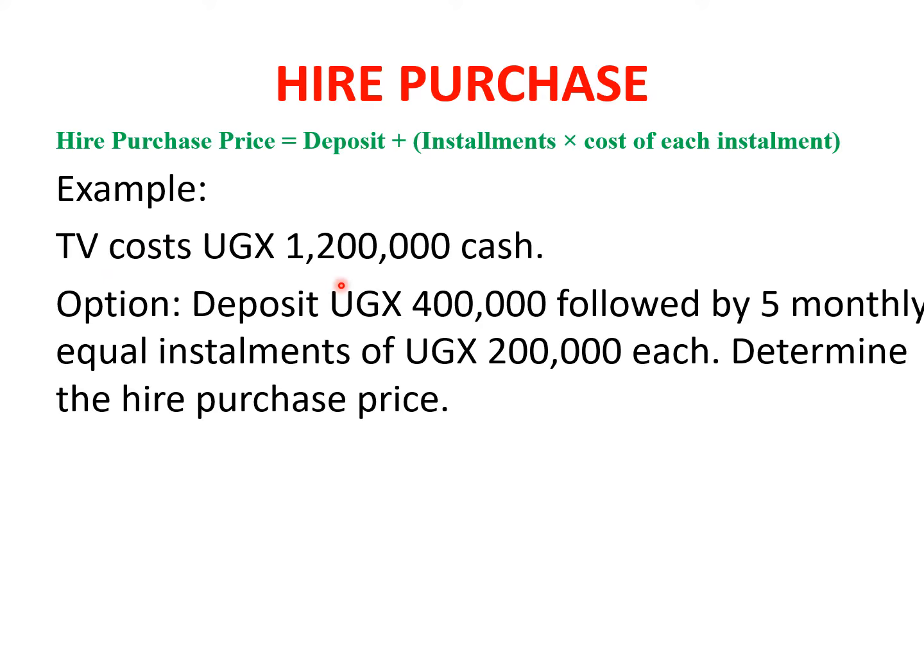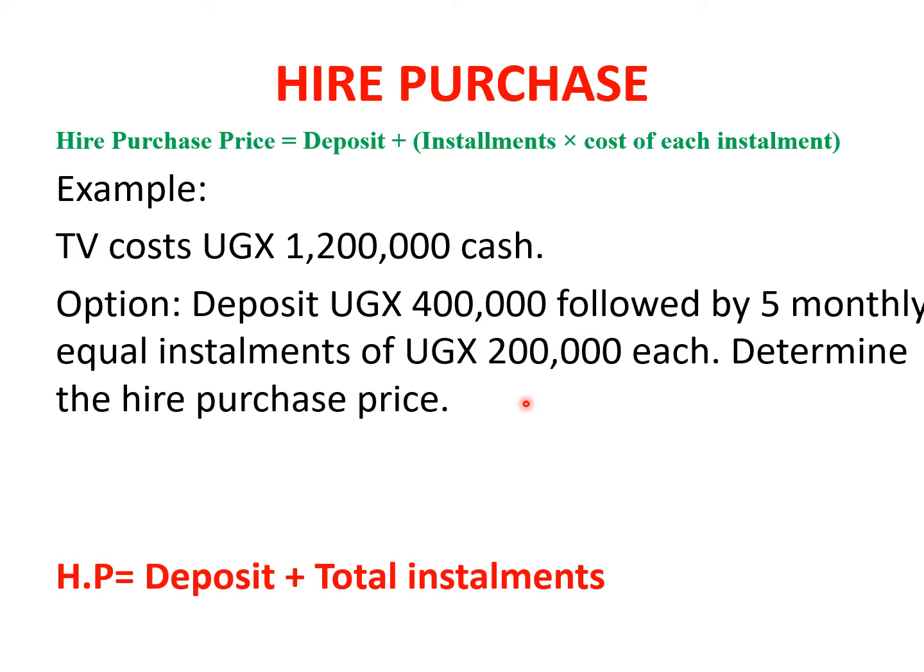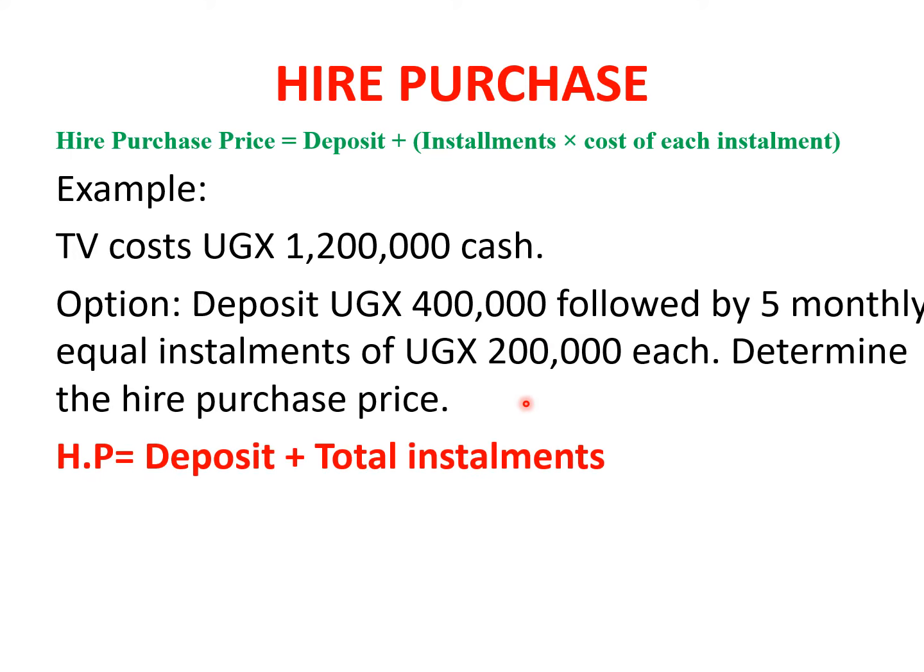Now you see, like a TV costs 1.2 million cash, but if you don't have that amount, you go for option 2. You can first make a deposit of 400, then followed by 5 monthly equal installments of 200,000 shillings each. Now they are saying determine the hire purchase price. Of course, you are seeing the deposit and then 5 monthly equal installments. There are 5 months, but each month you'll be paying 200,000. So that is the formula here.